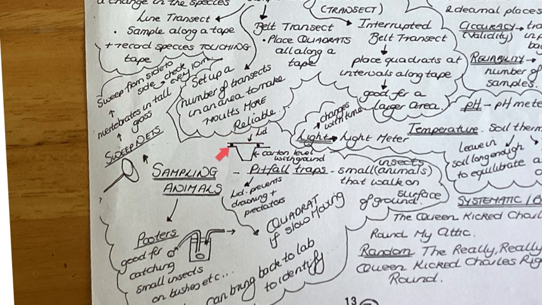And the other thing to remember is there should be a lid. A lid prevents two things. It prevents the invertebrates from drowning, and it also stops predators, birds, from eating the insects in that pitfall trap.